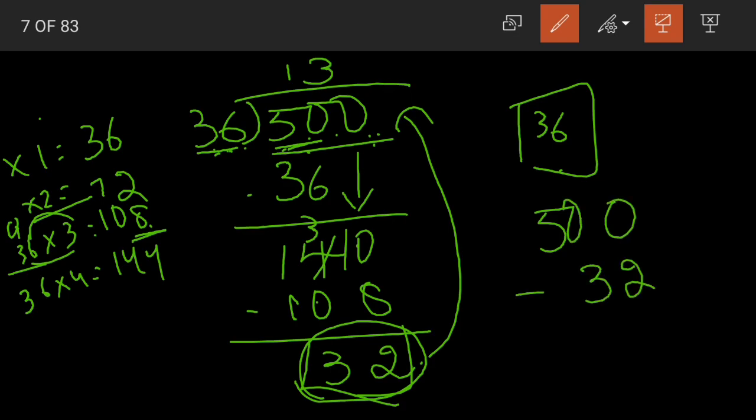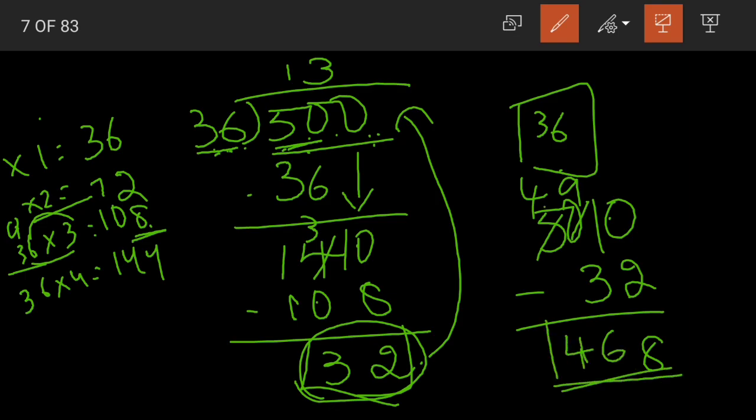500 minus 32. 0 and 2, subtraction is not possible, so we'll go for borrowing. 10 minus 2 is 8, 9 minus 3 is 6, 4. So 468. When we arrange these 468 stamps in groups of 36, that is 36 stamps on each page, then the remainder will become what?